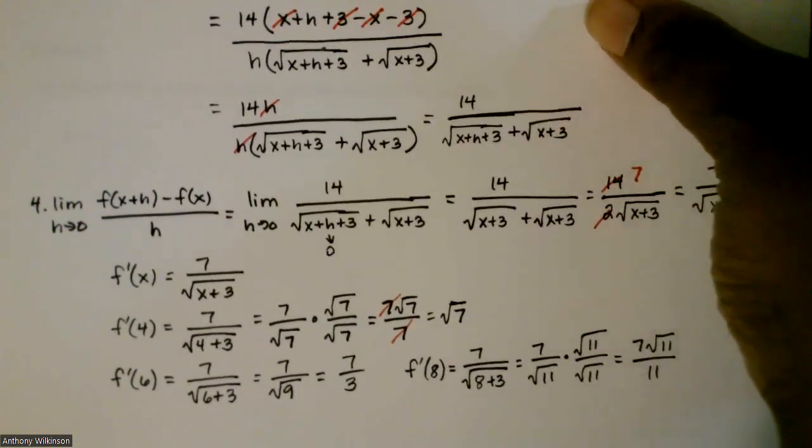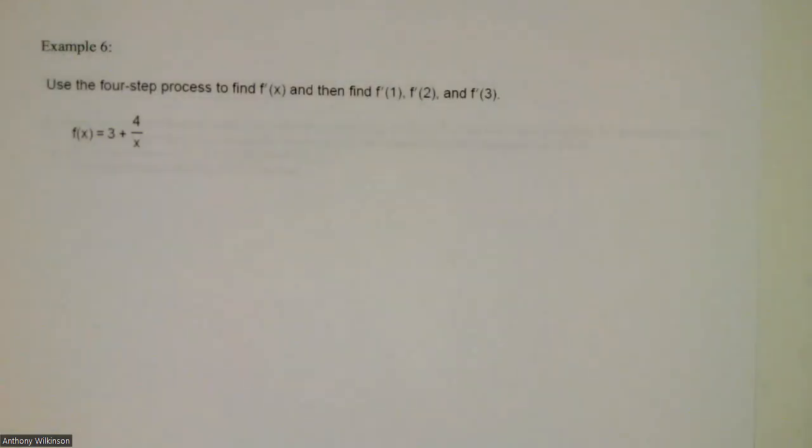Okay. All right, now let's look at example 6. This one has a variable in the denominator. And we're going to apply the 4-step process to find f prime of x, and then find f prime of 1, f prime of 2, and f prime of 3. So in this case, f of x is equal to 3 plus 4 divided by x.